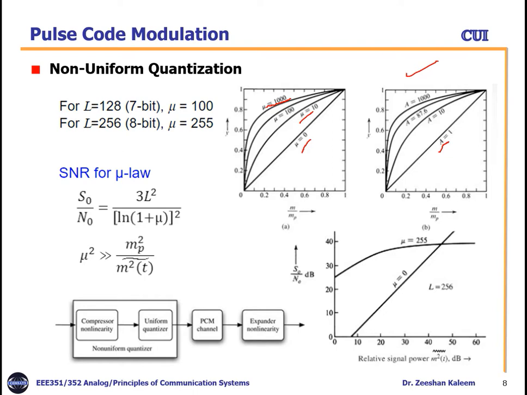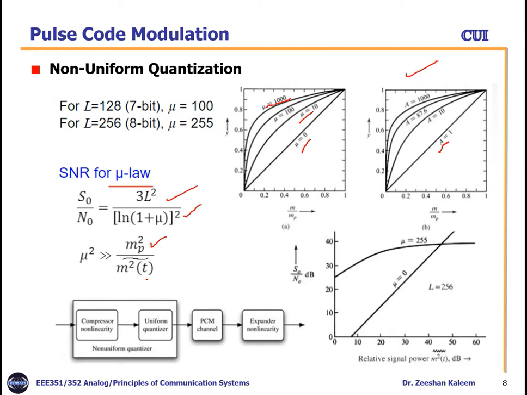So if you want to calculate the SNR for the mu law, this equation is already derived, and you need to just remember this one: 3L square over log of 1 plus mu, whole square. So you can directly calculate the SNR for mu law, and mu square should be greater than m square p over the message signal, right? And this is the non-uniform quantizer. Non-uniform quantizers usually work in this way.